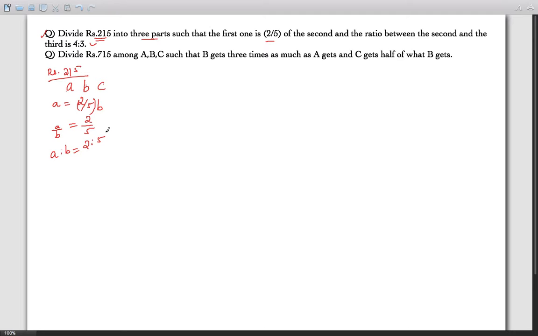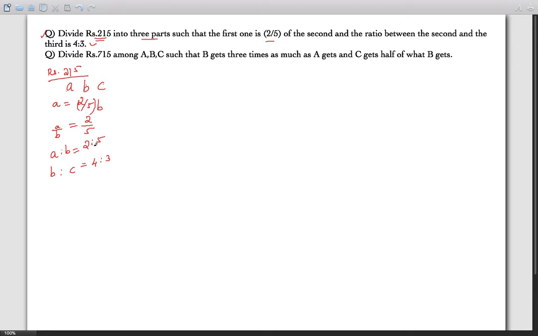Isn't it? Similarly, what is given here? Ratio between the second and the third is 4:3. So, second and third is B is to C. B is to C is given as 4:3. Now, whenever you are given a quantity to be divided into three different parts, wherein two ratios are given like A is to B and B is to C, we have some shortcut methods and tricks which I will be discussing in my next video. But for now, in this video, I would like to discuss the routine procedure.